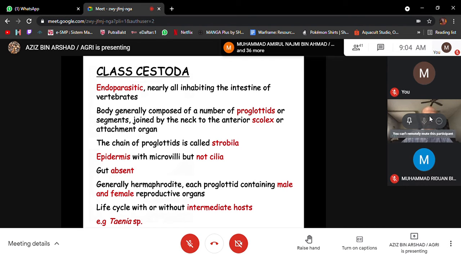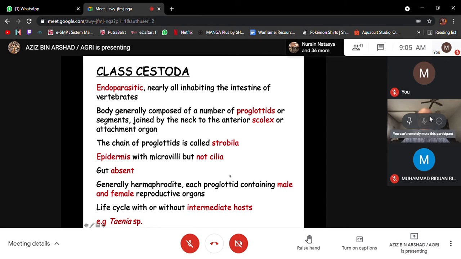And finally, this is class Cestoda. Again, Cestoda are endoparasites, inhabiting the intestine. The specific site for vertebrates is the intestine. The body is made up of a number of segments or proglottids. Be careful with the term proglottid. They join the neck to the anterior by a scolex, which is an attachment organ. The chain of proglottids is called the strobila. Epidermis with microvilli but not cilia. They don't have guts. Why don't they have a gut? Because they are already in the intestine. Whatever food is available in the intestine, they will absorb it right away. So they don't need the gut.